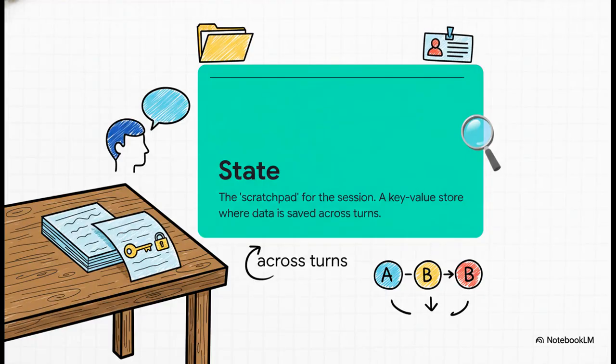Next up is the state. Think of this as the session's personal scratch pad. It's a simple little place where the agent can jot down important bits of information across different turns in the conversation. For example, if you tell it your username, it can save that to the state so it doesn't have to ask you again 5 minutes later.